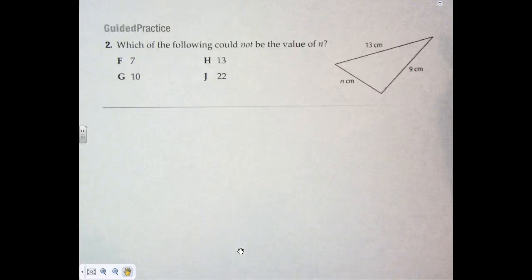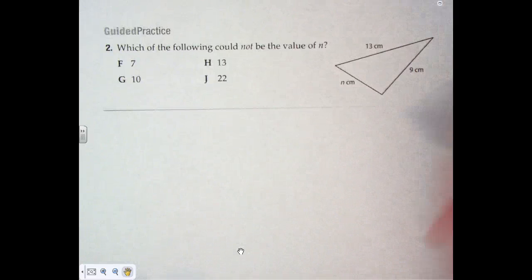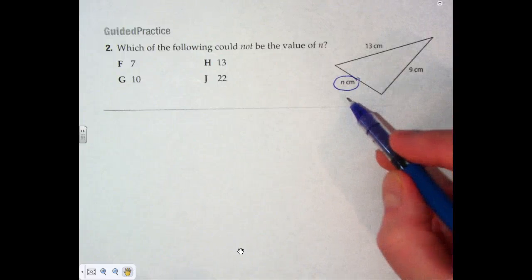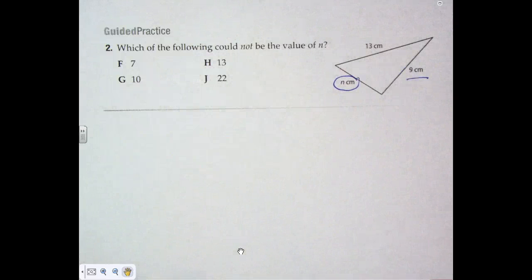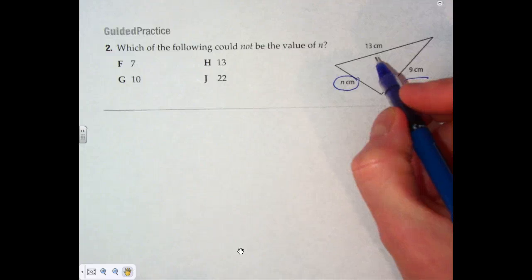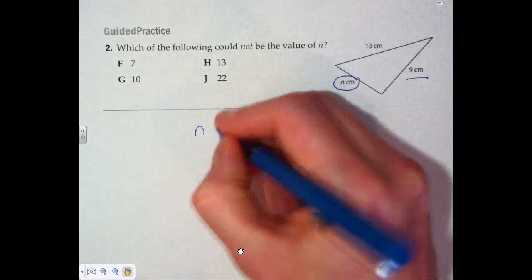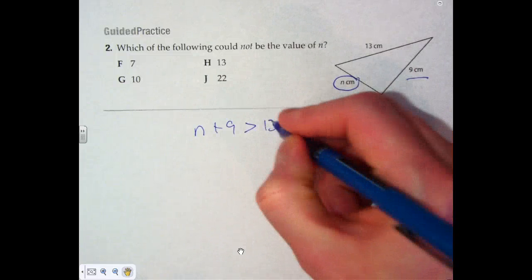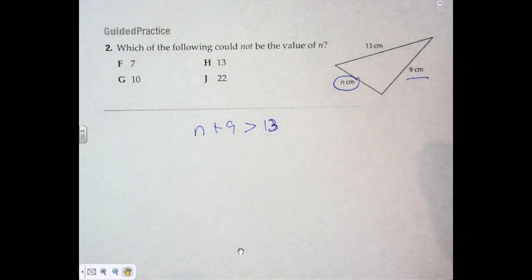So the first thing you have to assume is, let's assume n is the smallest side. It looks like it by the drawing, but we don't know that for sure. It could be bigger. But if we assume it's the smallest, that means 9 is the next smallest, and 13 is the biggest. So n plus 9 has to be bigger than 13, if n is the smallest.